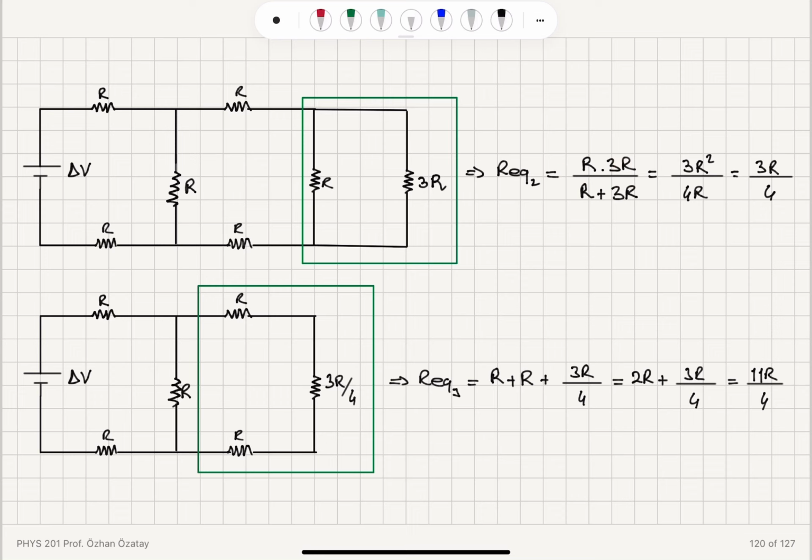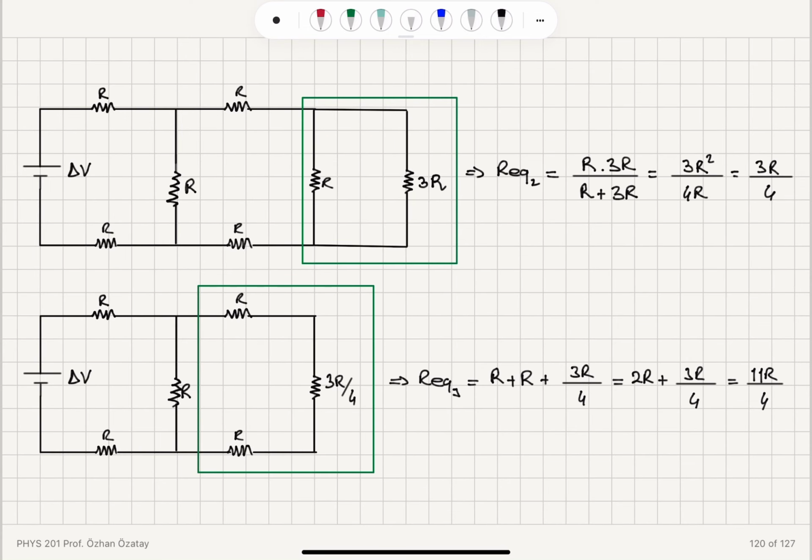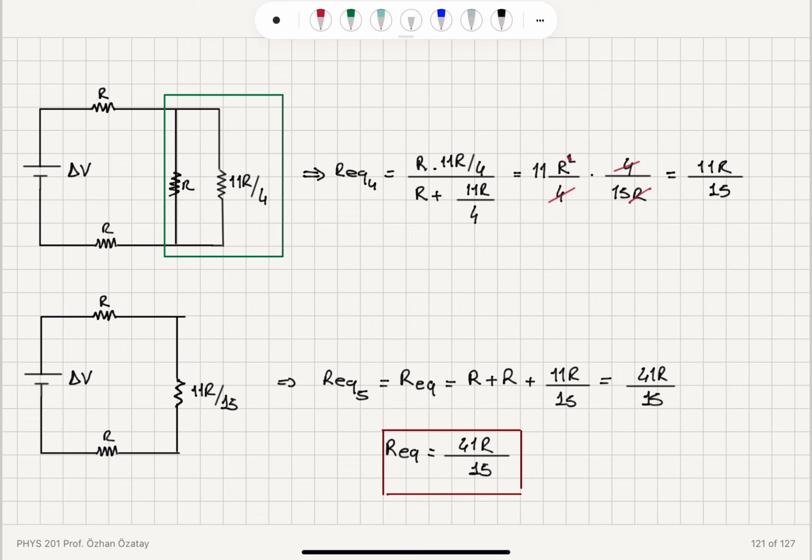because we need to take the product and divide it by the sum. Now this 3R over 4 equivalent resistance is in series connection with these two R's because they have the same current flowing. So we have 2R plus 3R over 4, 11R over 4. Now this 11R over 4 that replaced these three will be in parallel connection with R, so they have the same potential. So that gives us 11R over 15, and that is finally in series with these two resistors. So we have to add up the resistances. This gives us our final answer, 41R over 15.